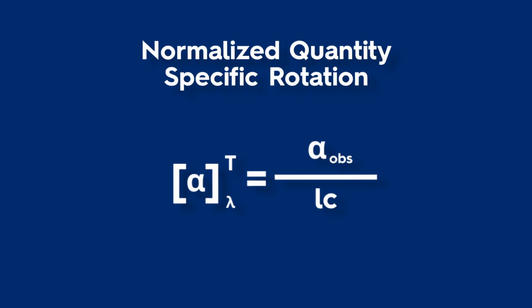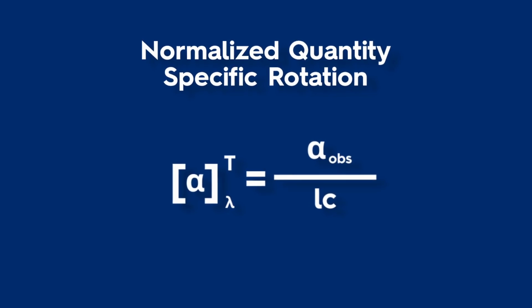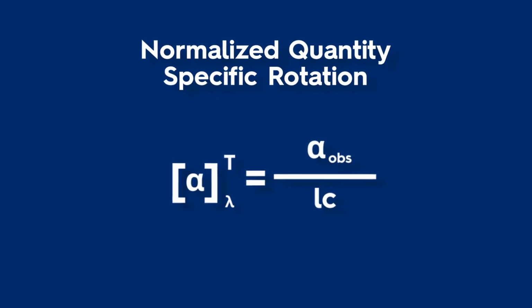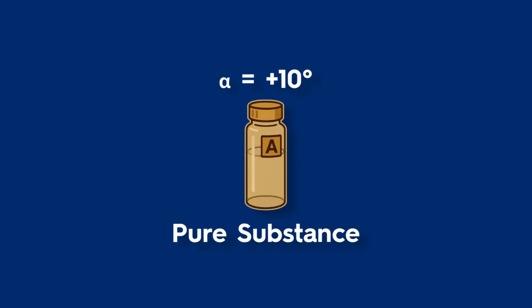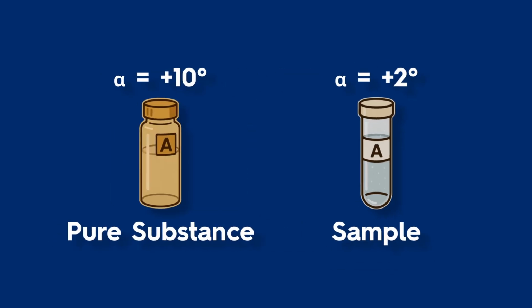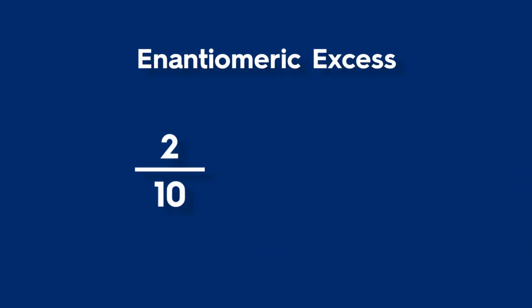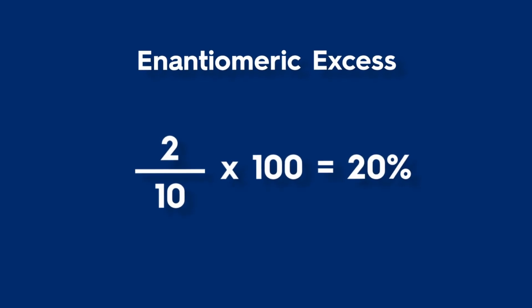Chemists report the normalized quantity, specific rotation, written alpha T lambda equals observed alpha over L times C, with L in decimeters and C in grams per milliliter. Let's use a simple worked example. Suppose a pure plus enantiomer rotates plus 10 degrees under given conditions. Your unknown sample, measured the same way, rotates plus 2 degrees. The enantiomeric excess is 2/10 times 100 equals 20%, and the major enantiomer is the plus one.